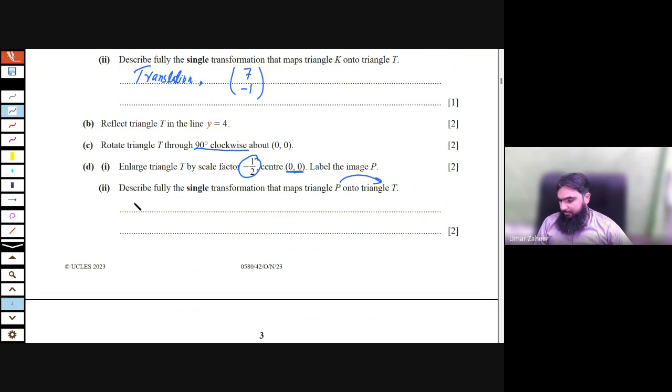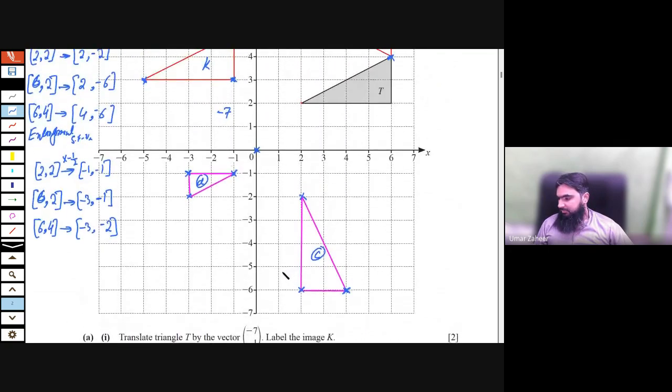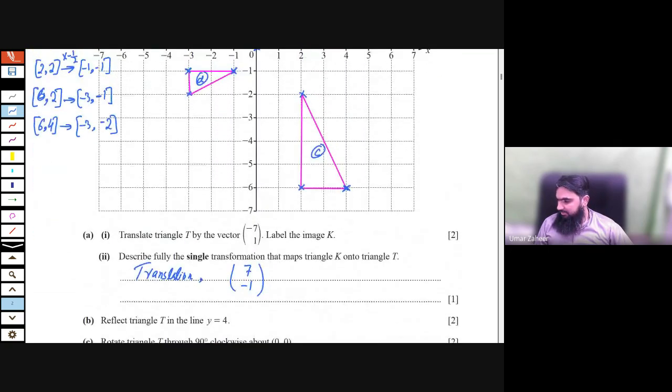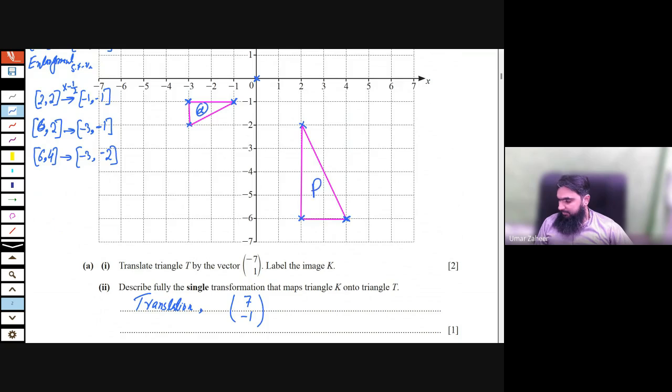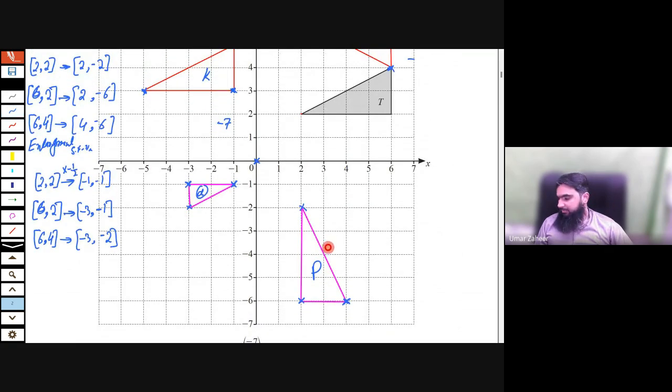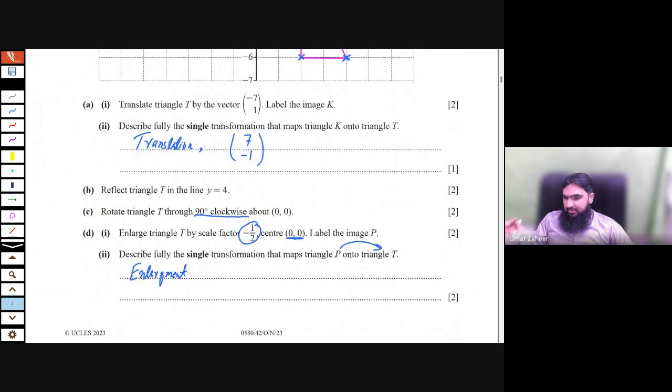This will be done. The first thing, it is the enlargement. You can clearly see that. Okay, we have to label P, sorry. It is P. So look at here from P to T. Where is P? This is P. From P to T, look at here, clearly it is enlargement. So it is enlargement. We have to state two things. One, we need to state the scale factor. The second one, we have the center of enlargement.